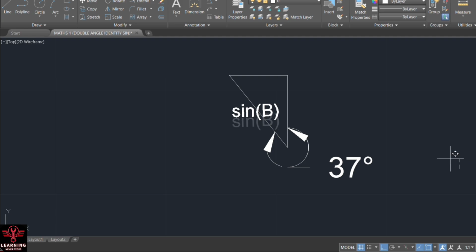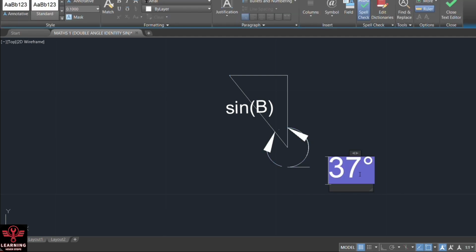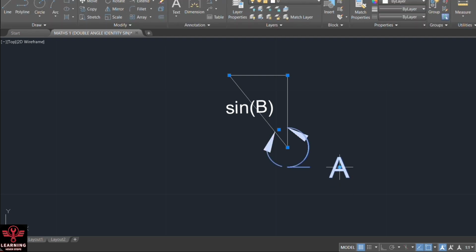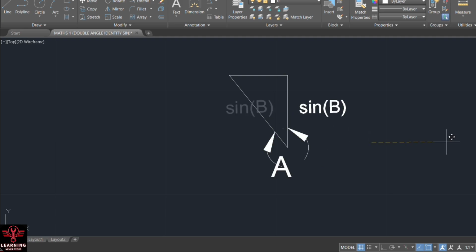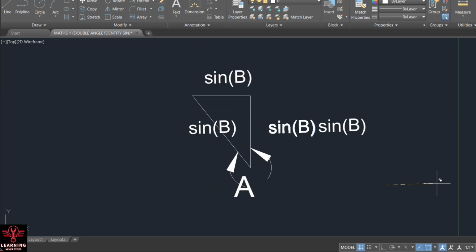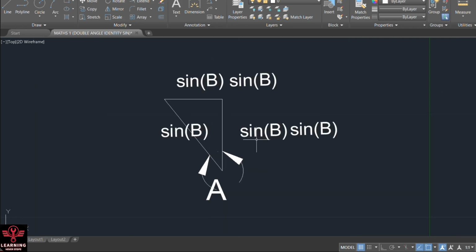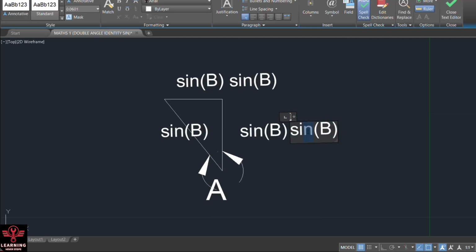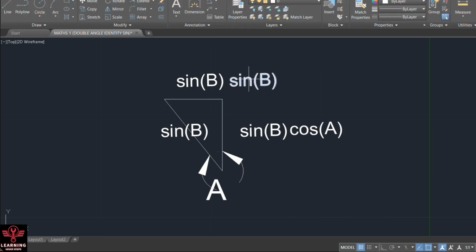And we know that the 37 degrees, in our case, is A. So converting it into A, because we want to derive the sine double angle identity, and we know that in derivation we talk about the generalized condition, not a numeric value like 37. So converting it into A. Here sine B acts as the hypotenuse, so multiplying the hypotenuse with sine A and cos A, we get the base and perpendicular.